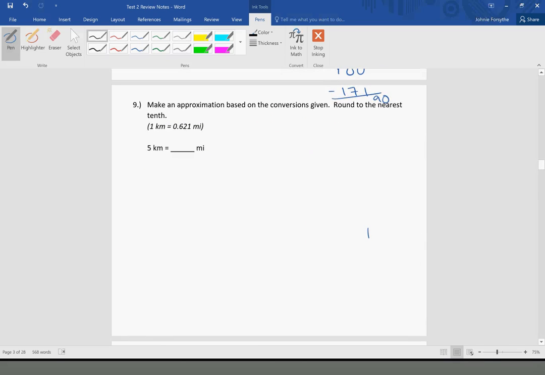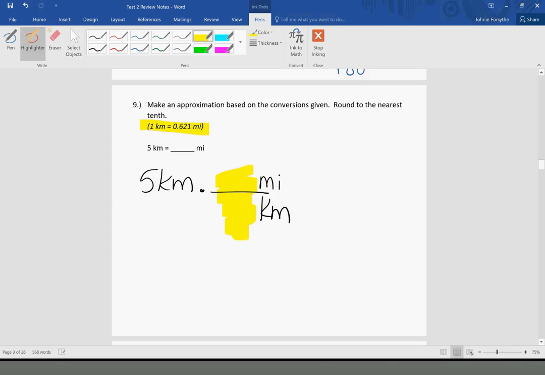Number 9. Make an approximation based on the conversions given. I will give you the conversions on the test that you need. Round to the nearest tenth. So we're converting 5 kilometers to miles, and they tell you that 1 kilometer equals 0.621 miles. So I'm going to go from 5 kilometers times, I want it to convert to miles, and I want the kilometers to cancel out. So that means we're going to take this information and put it here.